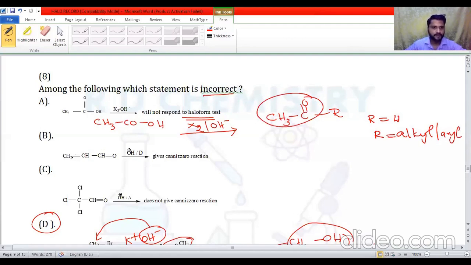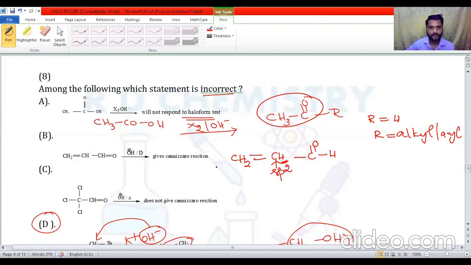Next one, here it is CH2 double bond CH single bond CH2, given like this. CH2 double bond CH single bond, and the CHO group is there. And it undergoes Cannizzaro's reaction. Now you can see that the alpha carbon is there, and alpha hydrogen is also there. But this alpha hydrogen is attached to an sp2 carbon atom, so it cannot be removed easily by the alkali. Therefore, it does not undergo the aldol reaction. Instead, it undergoes Cannizzaro's reaction.